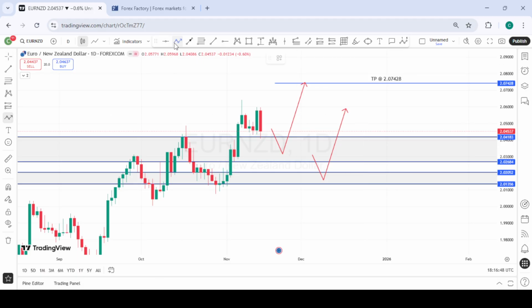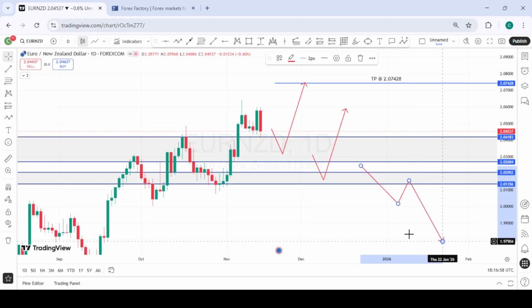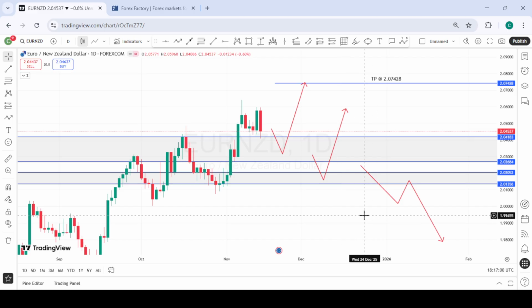This can only be violated if price breaks below this zone and clears these structural lows, these daily structural lows over here, and counts for a retest and continues to the downside. But until then, we are extremely bullish on EURNZD.